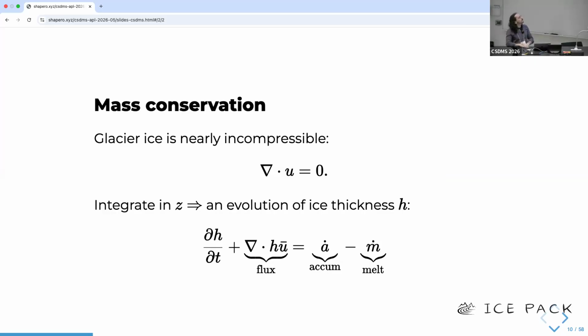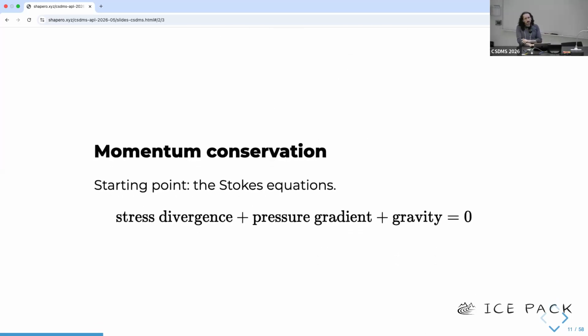Okay, so the basic principles we're working with are mass, momentum, and energy conservation. And I've just shown the mass conservation equation here. So ice is nearly incompressible. So you integrate that in the vertical, and you get a transport equation for ice thickness. I'm not going to focus on this so much. I don't want to underplay how difficult it is, especially estimating the accumulation and melt rates and how those relate to climate and elevation. But mostly what I'm going to talk about is the momentum balance equation.